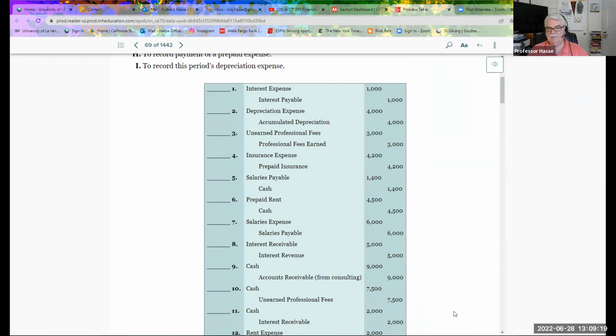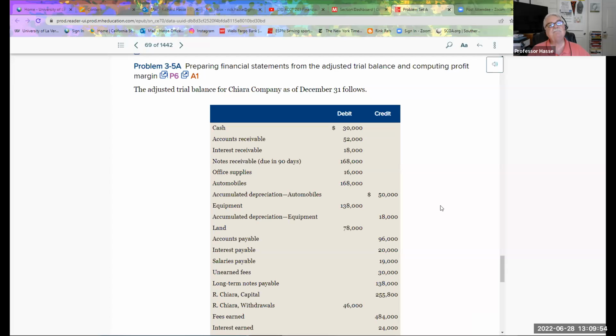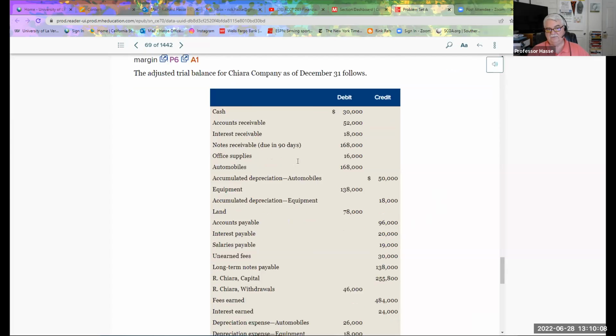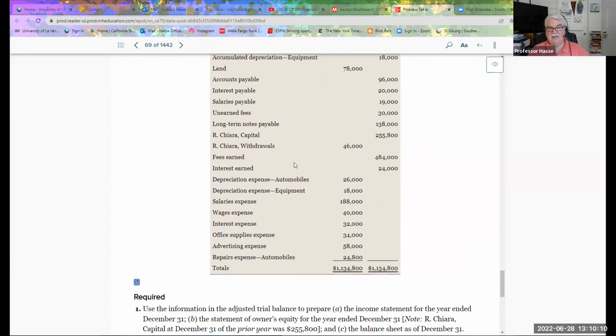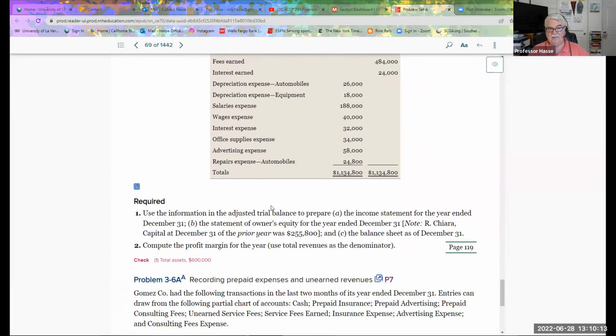Problem 3.1a at the end of the chapter. Now, problem 3-5 on page 69 of your text at the end of the chapter is a great example of preparing the financial statements. You've done the journal entries, you've done the adjusting entries, you now have an adjusted trial balance. Here's all the accounts. Now your job is to put them into financial statements.